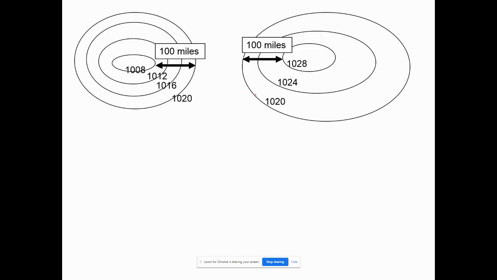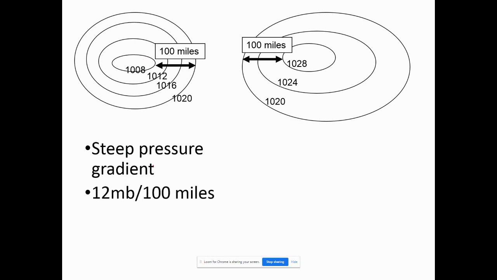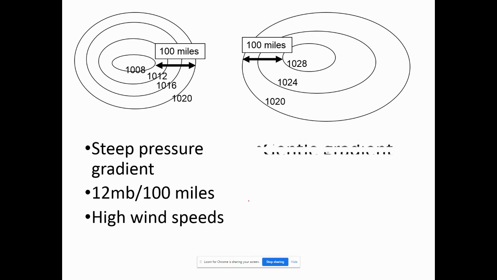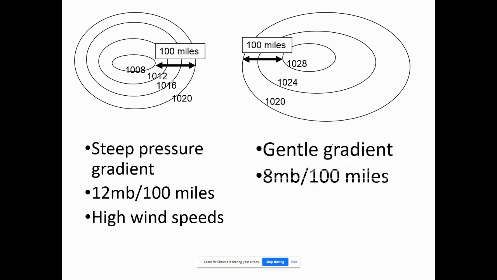Okay, so now we have two examples here. Here I have a difference of 12 millibars. Here I have a difference of 8. Both of them are 100 miles apart. So this one here is going to have a steep pressure gradient, 12 millibars per 100 miles. So this has higher wind speeds. This is going to have a gentler gradient, 8 millibars per 100 miles. This will have lower wind speeds. So the farther apart the lines are, the less windy it is. Closer together, more windy.